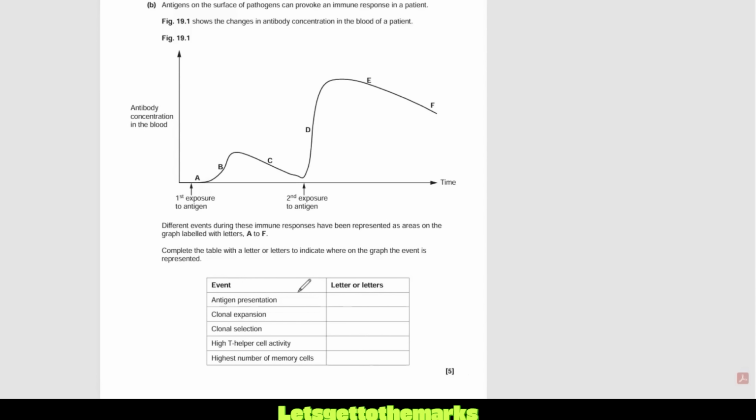So antigen presentation. What is antigen presentation? Well, remember your white blood cell basically swallows the pathogen in phagocytosis. It forms a phagocytic vacuole or whatever we call that.